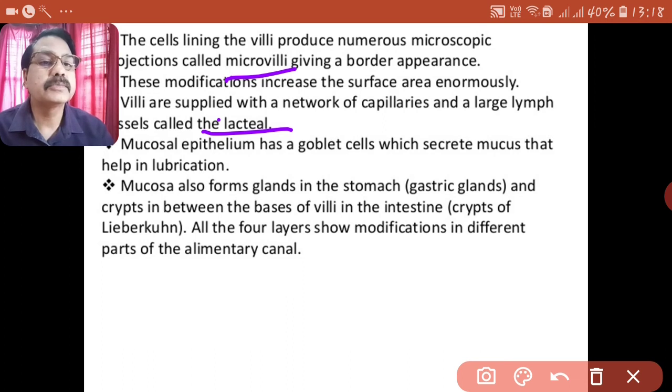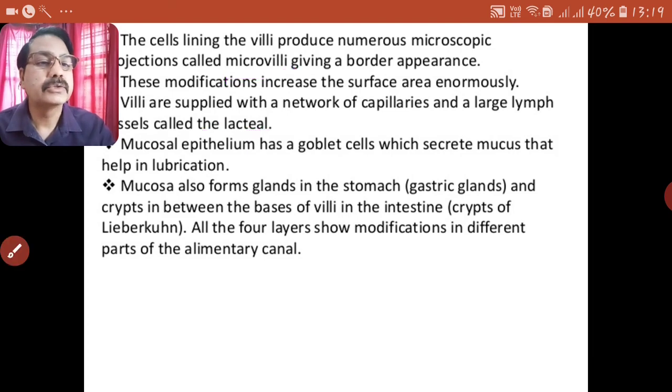Mucosa forms glands in the stomach, the gastric glands, and crypts in between the bases of villi in the intestine, that are called crypts of Lieberkuhn. All the four layers show modifications in different parts of the alimentary canal. These are the different layers which are present in the inside layer of the alimentary canal.